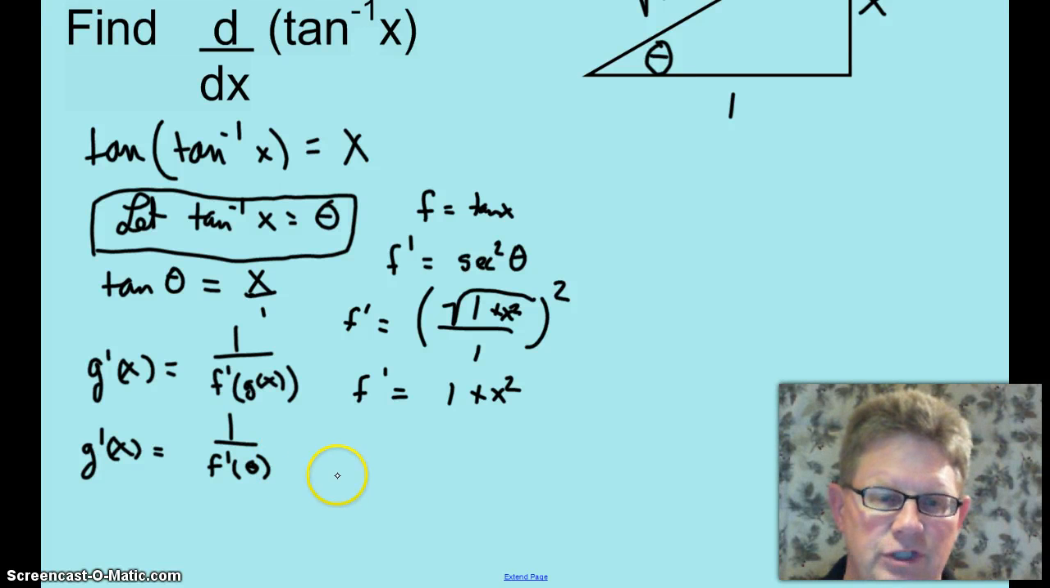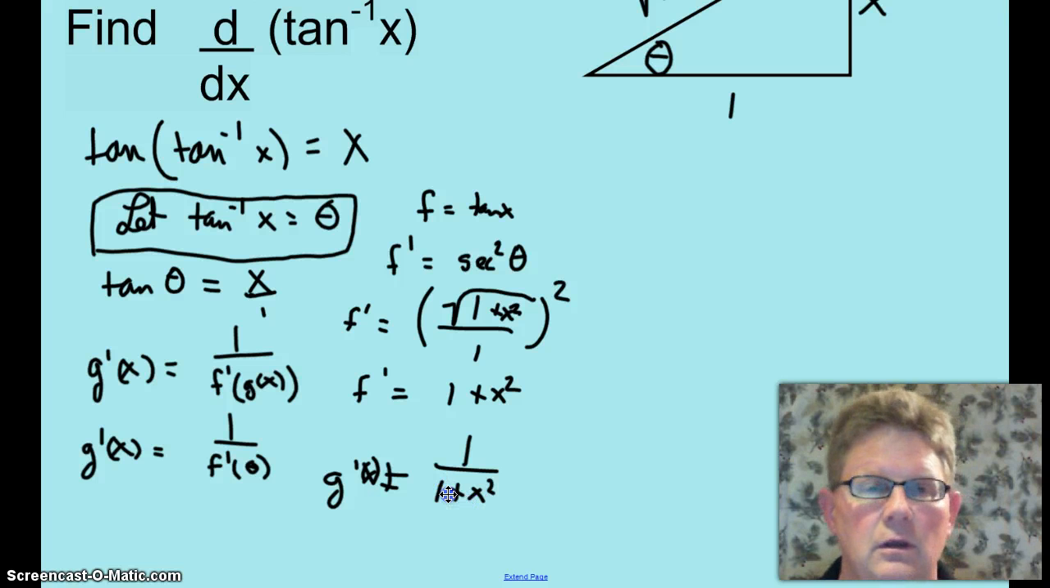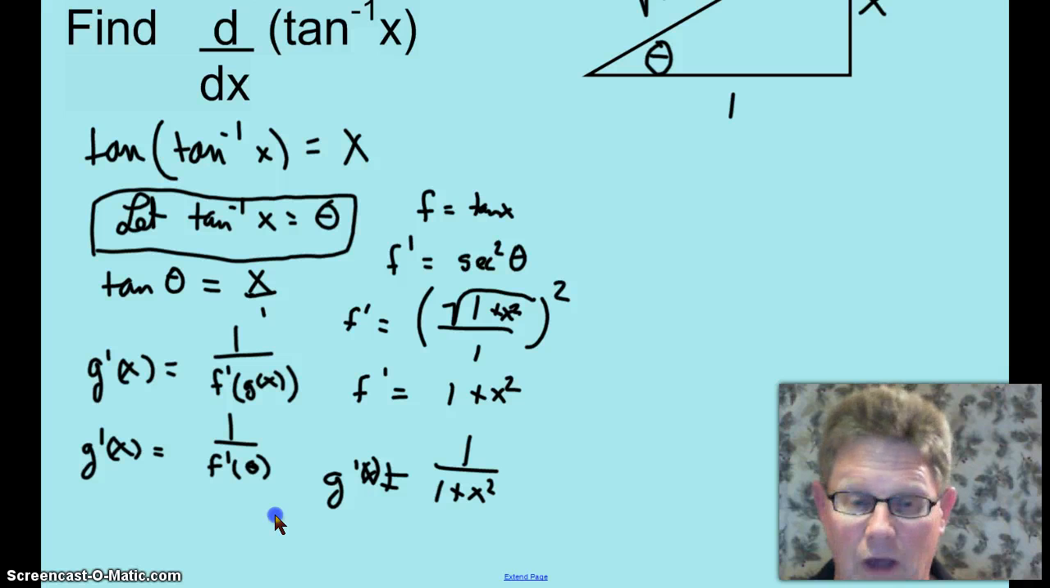So the derivative of the inverse function, g prime of x, is going to equal 1 over f prime of theta, 1 over 1 plus x squared. This will conclude derivatives of inverse functions.